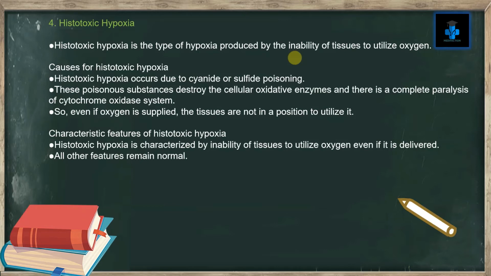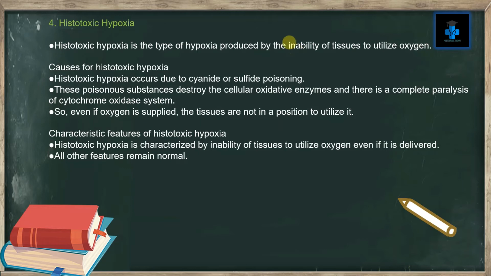Histotoxic hypoxia is the type of hypoxia produced by the inability of the tissues to utilize oxygen. Causes for histotoxic hypoxia. Histotoxic hypoxia occurs due to cyanide or sulfide poisoning. These poisonous substances destroy the cellular oxidative enzymes and there is complete paralysis of cytochrome oxidase system. So, even if oxygen is supplied, the tissues are not in a position to utilize it.